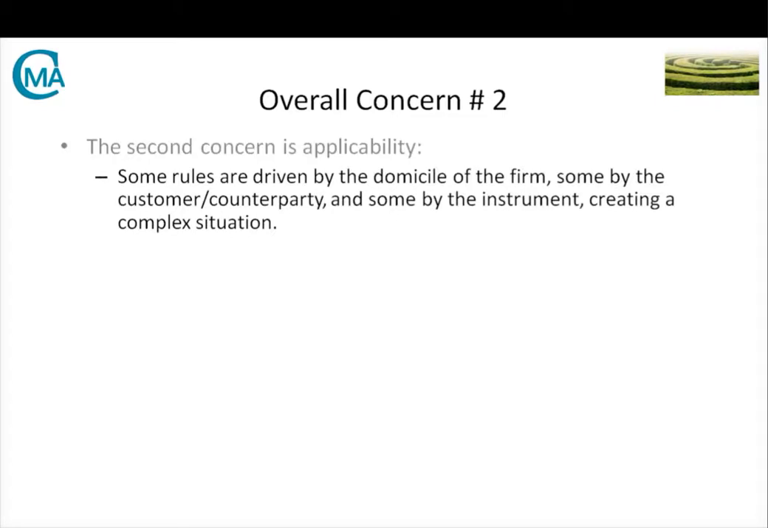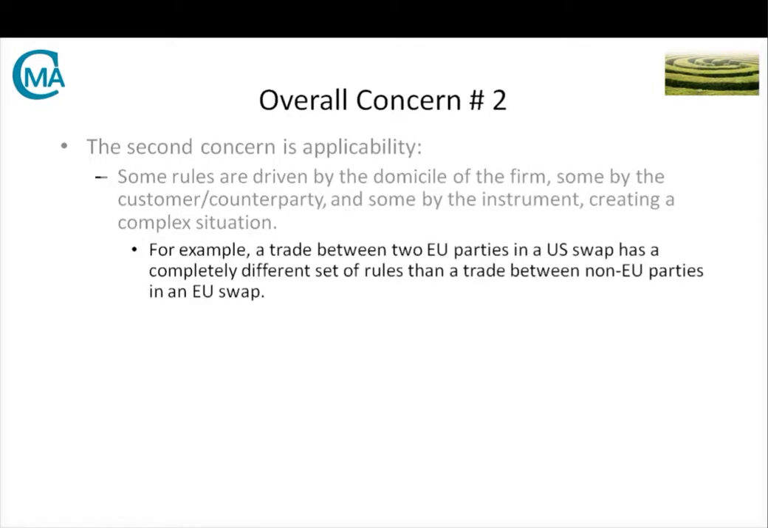The concern here is that some rules are applicable when the firm is in the EU. Some rules are applicable if the customer is in the EU. And some rules are applicable if the instrument is issued in or traded in the EU. So we can start to see that lots of different combinations can cause different kinds of rule applicability.